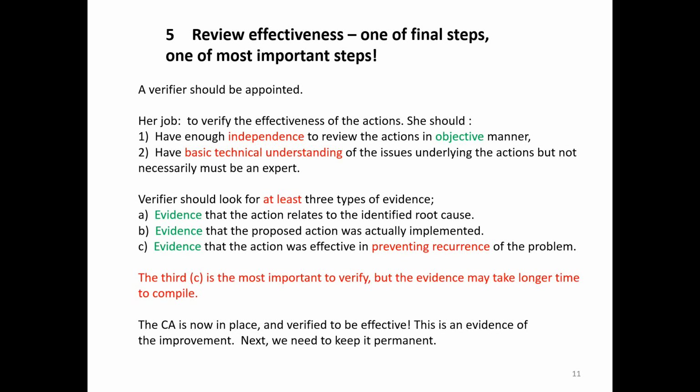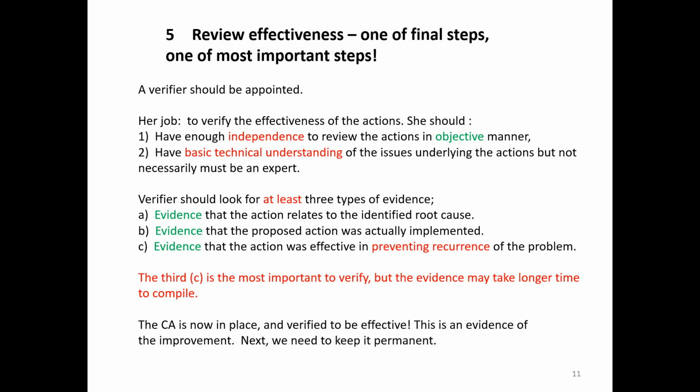Number 1, evidence that the action relates to the identified root cause, so it is relevant to the problem being addressed. B, evidence that the proposed action was actually implemented. And C, evidence that the action was effective in preventing recurrence of the problems. Well, C is going to be a little bit time consuming, but it is the most important to verify. So it will take some time, so you have to be patient.